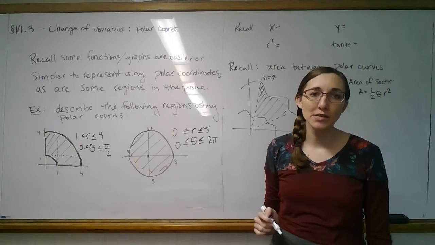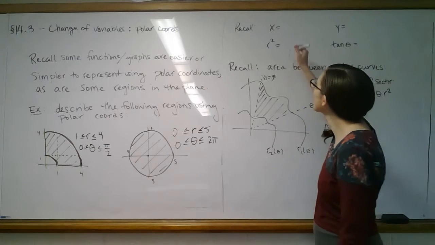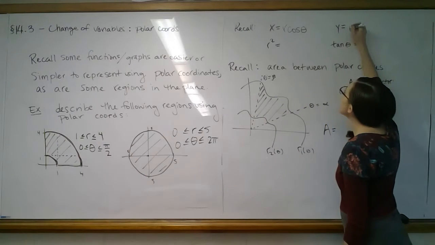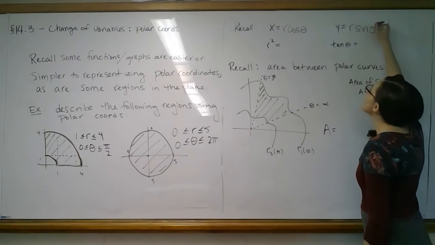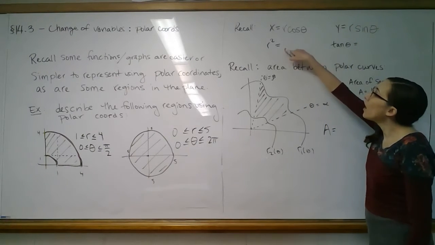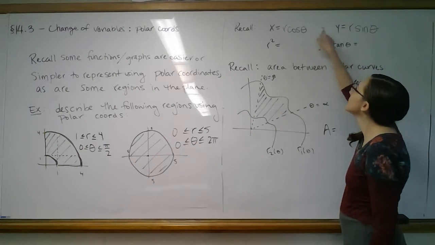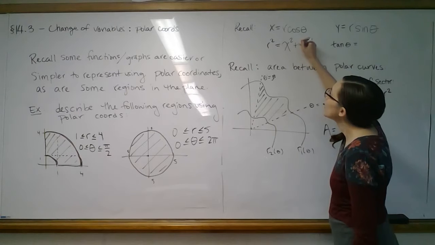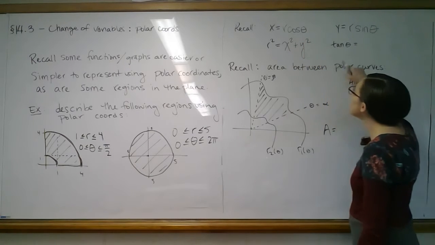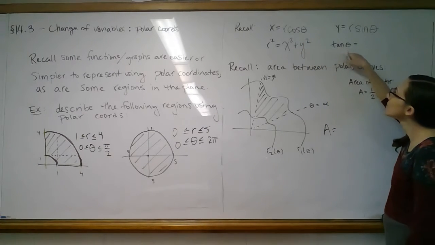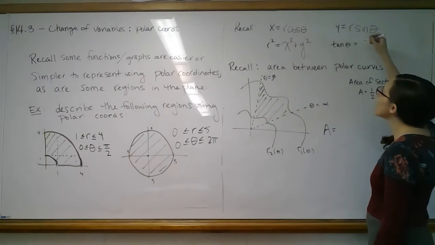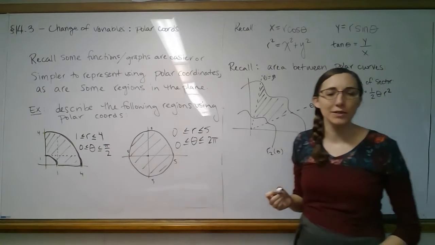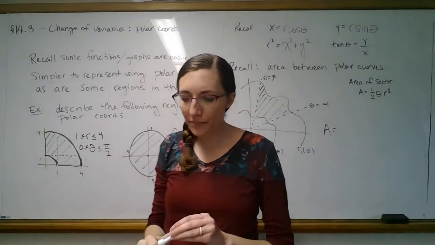X, remember, is r cosine theta, and y is r sine theta. R squared is the sum of these two squares, so it's x squared plus y squared. And then tangent theta, well, tangent is sine over cosine, so it's going to be y over x. So those three are the ones that help us convert back and forth.